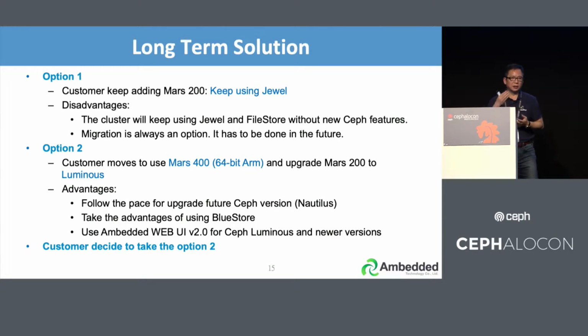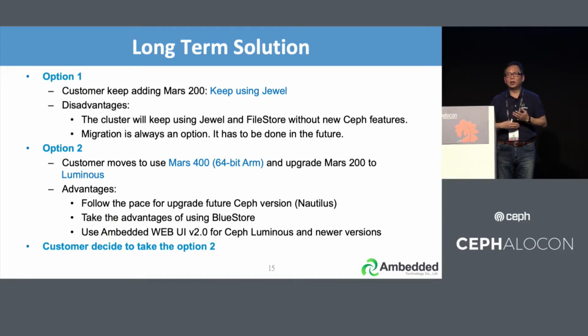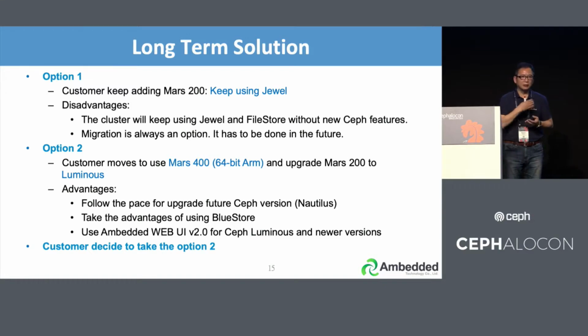One is to keep using our old generation server, still using Jewel without upgrading the software. But this is not a good choice, because finally they will meet the problem that when a new Ceph version comes out, they cannot just stop at Jewel. So we decided to add the new hardware, which is 64 bits, to the cluster.